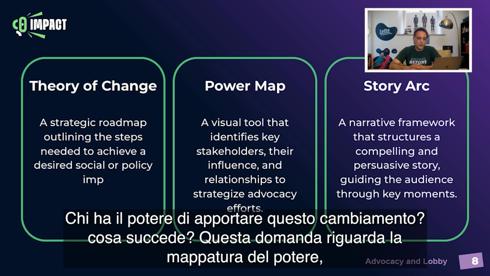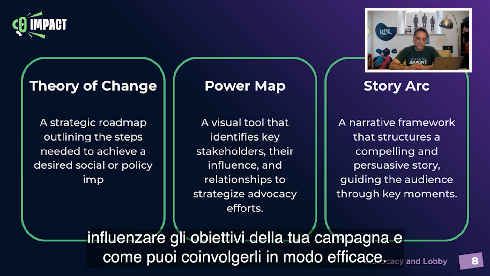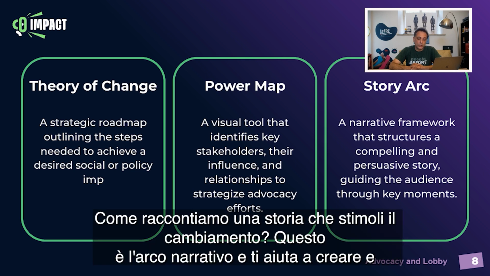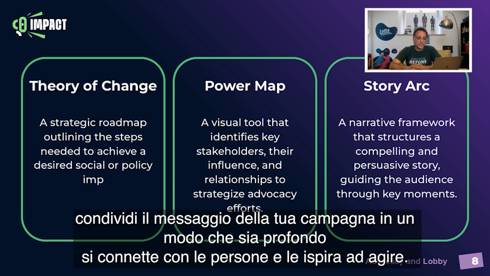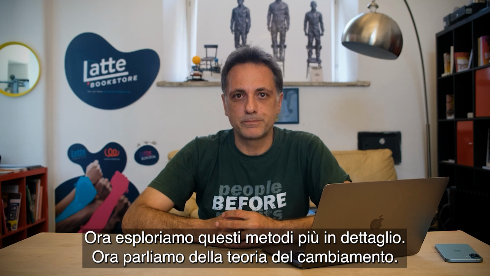2. Who holds the power to make this change happen? This question involves power mapping, which helps you to understand exactly who has the ability to influence your campaign objectives and how you can engage them effectively. 3. How do we tell a story that drives change? This is the story arc, and it helps you to craft and share your campaign message in a way that deeply connects with people and inspires them to act. Let's explore these methods in more detail now.